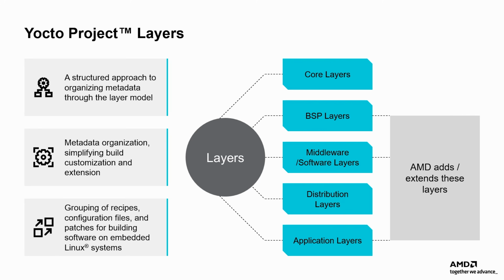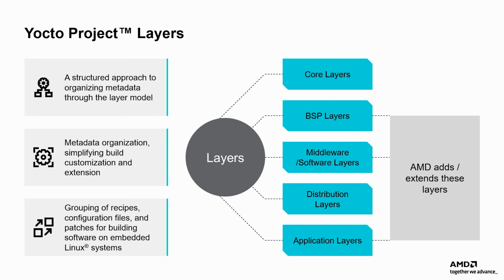Distribution layers define policies for specific Linux distributions, such as meta-poky for the Poky reference distribution and meta-debian for Debian-based Yocto Project builds. Lastly, application layers contain custom applications and their dependencies, often tailored for specific projects or products, such as meta-myapp for a particular software solution.